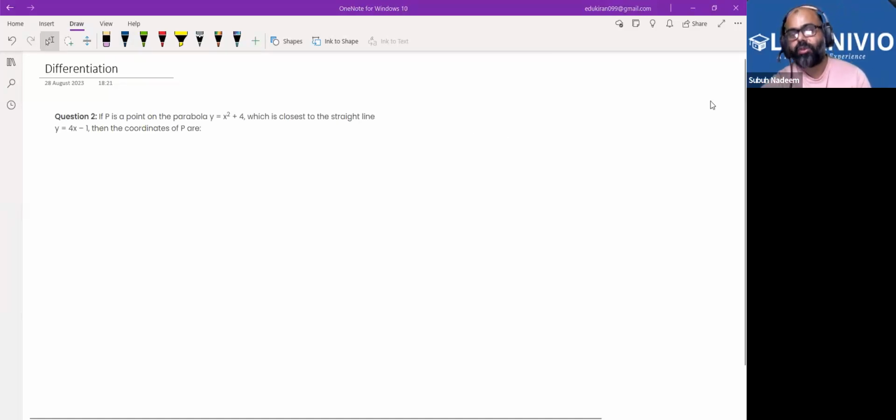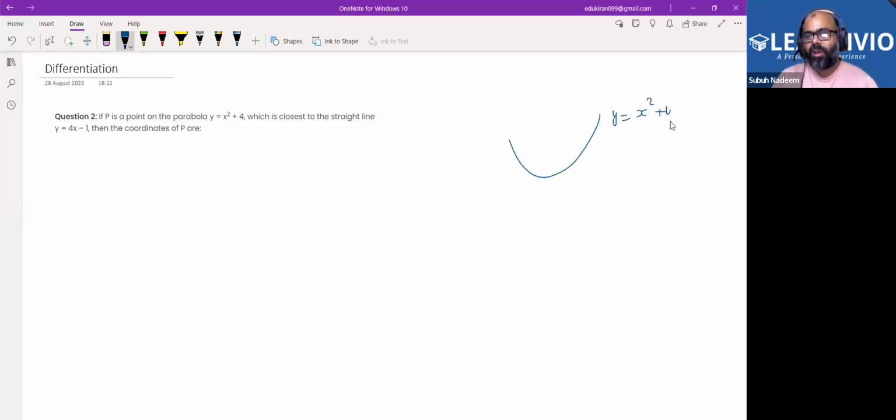So here I have given a question. It says that if P is a point on the parabola y equal to x square plus 4, which is closest to the straight line y equal to 4x minus 1. So this is the line y equal to 4x minus 1. This is the straight line. And it has been said, then the coordinates of P are.